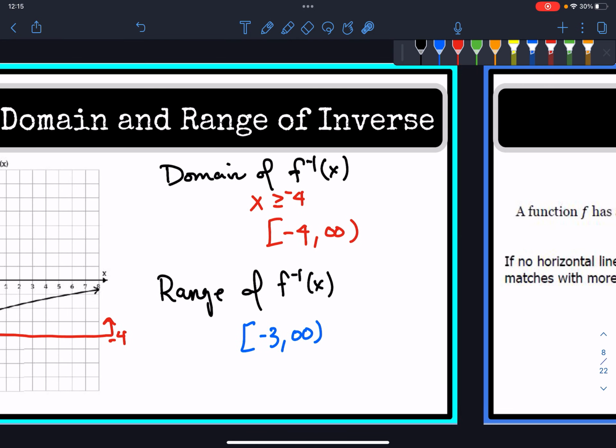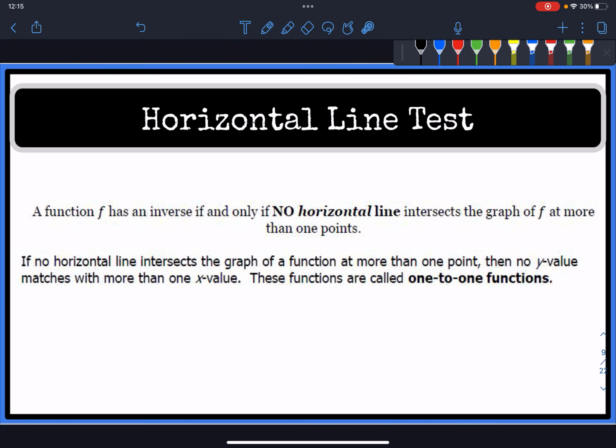Now, because we're switching the x and the y values, we can identify if a function has an inverse by looking at its graph. A function f has an inverse if and only if no horizontal line intersects the graph of f at more than one point. What this simply means is that if no horizontal line intersects the graph of the function at more than one point, then each y value is going to match exactly one x value. We call this a one-to-one function. This is referred to as a one-to-one function.